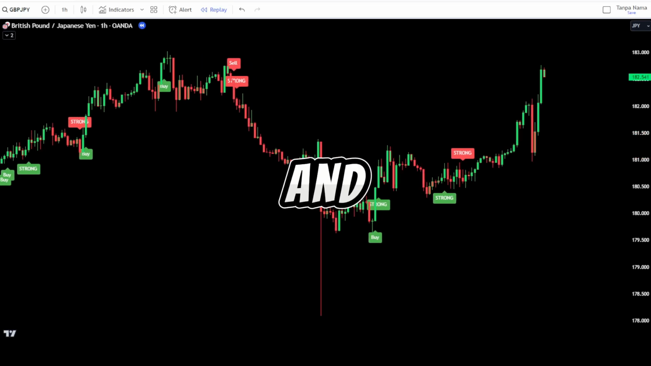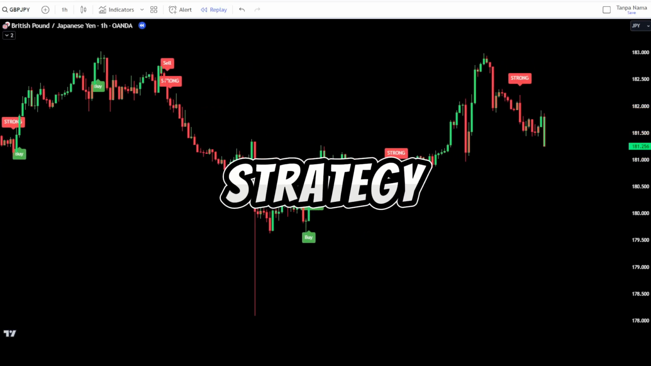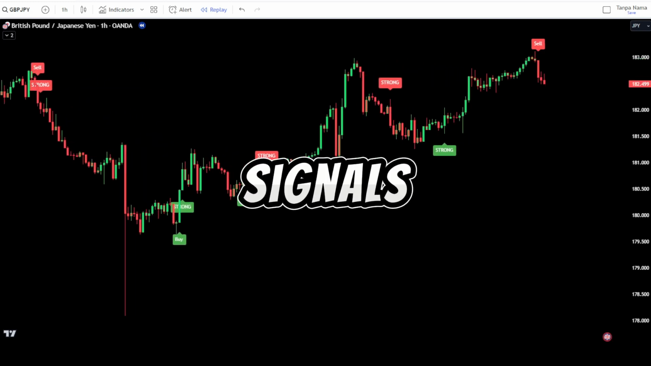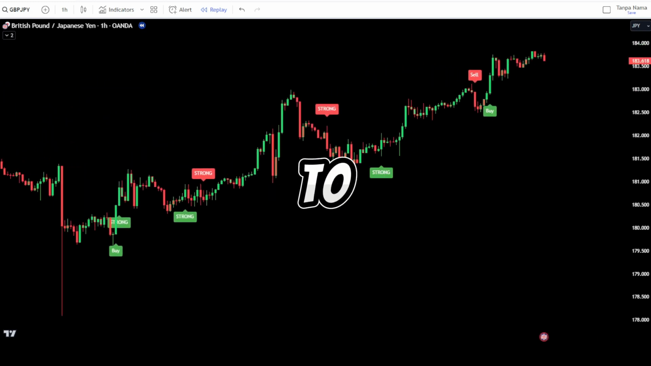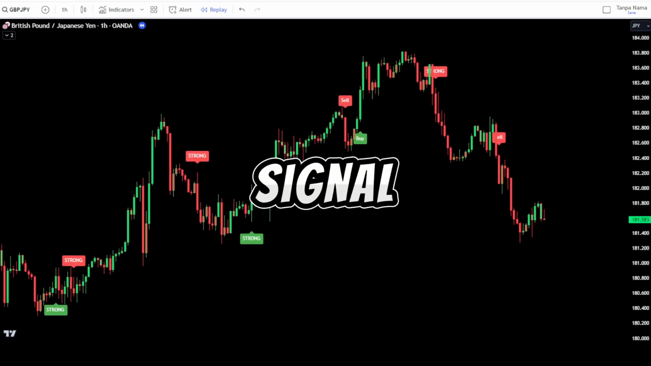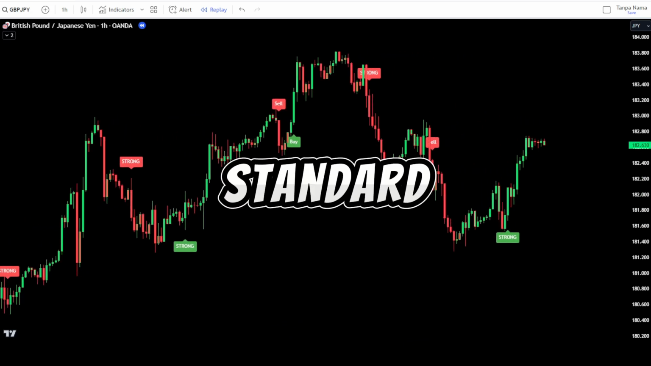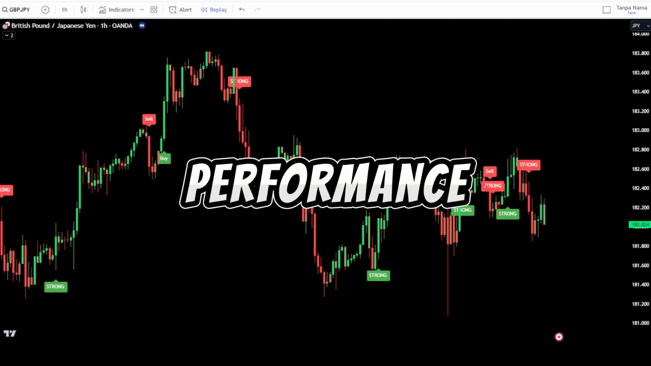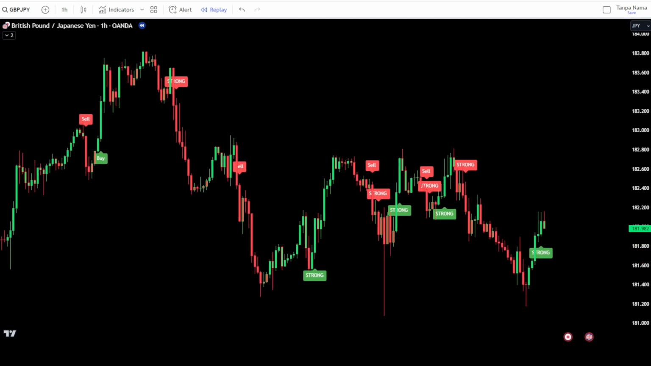This is a simple and quite effective daily Forex strategy. By using this trading strategy, you will be provided with two signals that you can use to enter the market. To place a buy entry, you can utilize the buy signal and the strong buy signal. The buy signal is a standard buy signal, while the strong buy signal is considered to have a better performance compared to the standard buy signal.